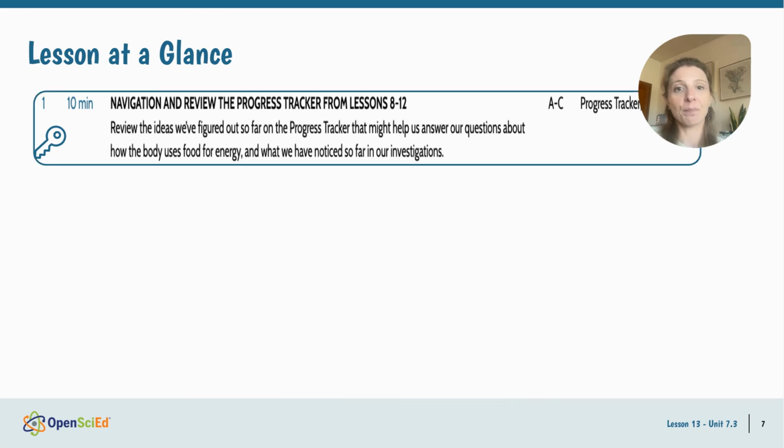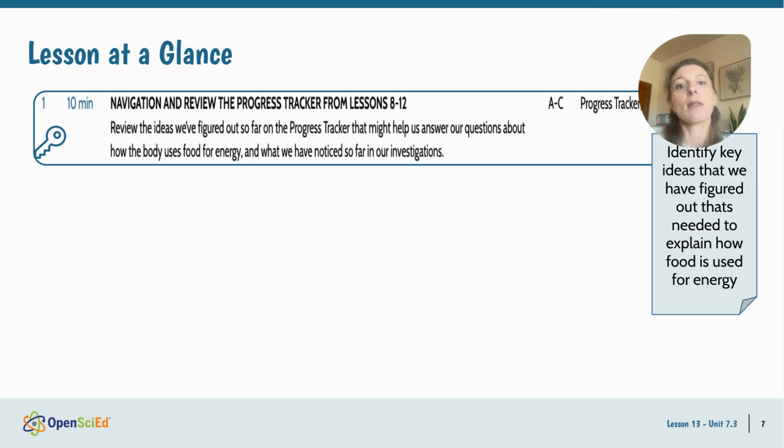This is loop 1. It happens in part 1, which is building the checklist. What you'll do is review progress trackers from lessons 8 through 12 to create a gotta have it checklist. We figure out that we identified the specific evidence needed to explain energy, growth, and storage. This leads right into needing how to actually put those pieces together in a visual model. Let's take a look at loop 2.